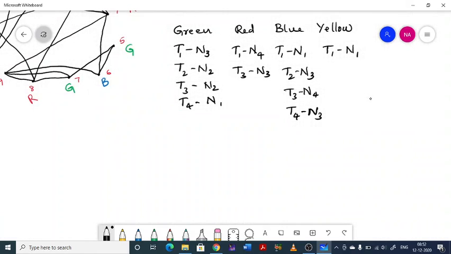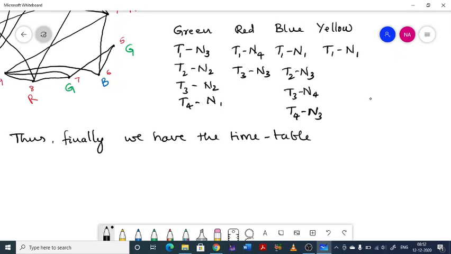You can write one more table from this. Thus finally we have the timetable. Either you can stop here, no problem, or else better write one more table. We have the timetable. The timetable as given below.